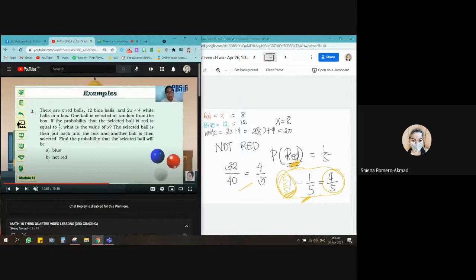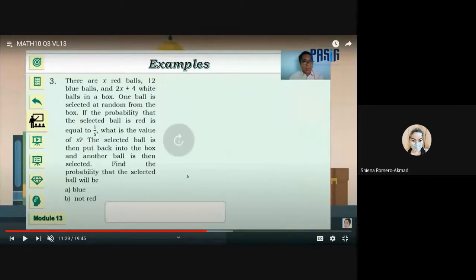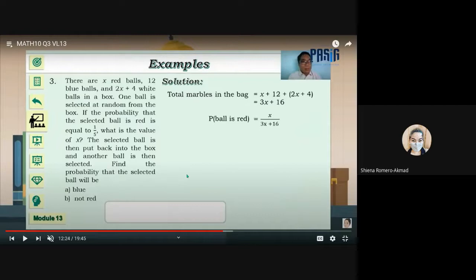So let us look at his solution for this problem. So una sa A, ginawa niya ay sunod niya muna si X, of course. Then, equate niya ito to the probability na ang makukuha ay red. Kasi sa ganung paraan lang natin makukuha yung value of X. And in solving for X, we get X is equal to 8. So that is the number of red balls.